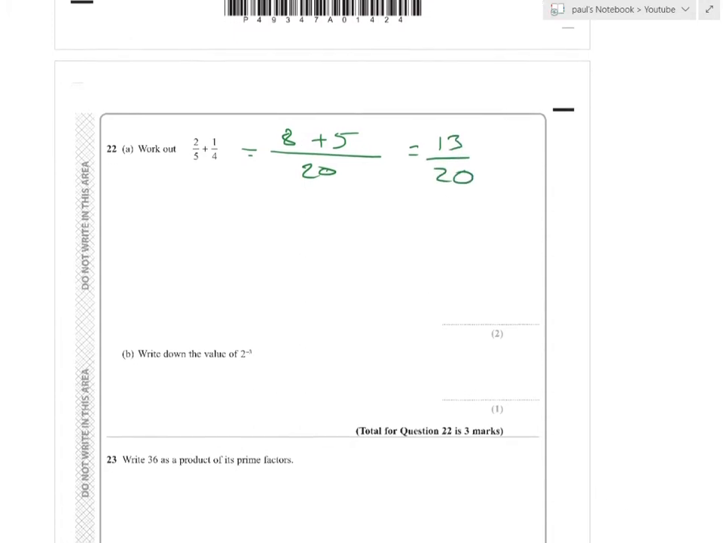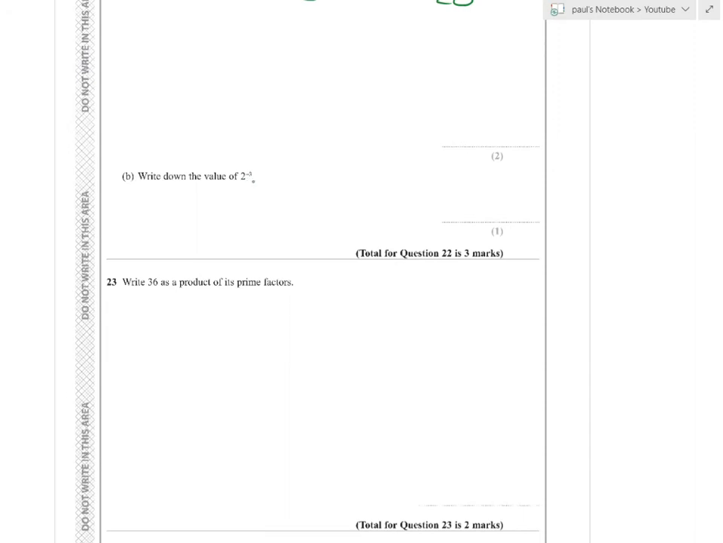Work out the value of 2 to the minus 3. So we've got 2 to the minus 3. So reciprocal, 1 over 2 to the 3. 2 to the 3 is 2 times 2 times 2, which is 8. So it equals 1 over 8.